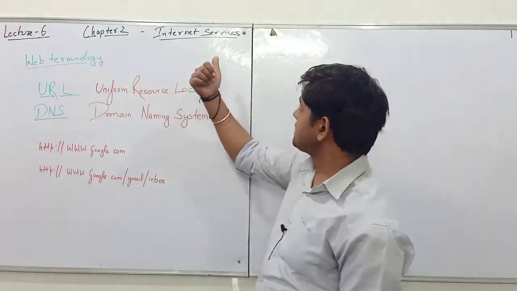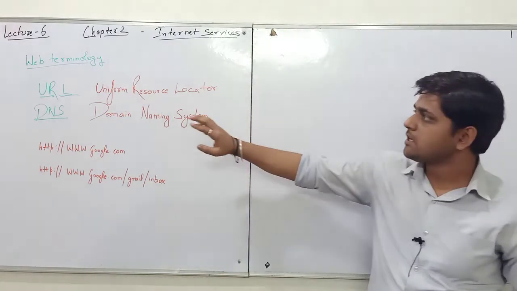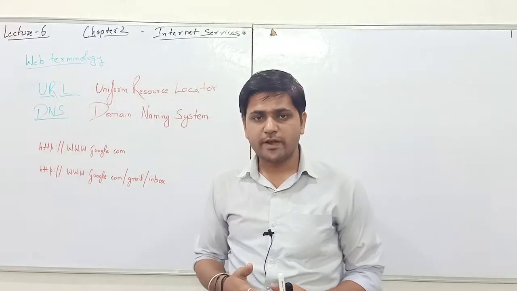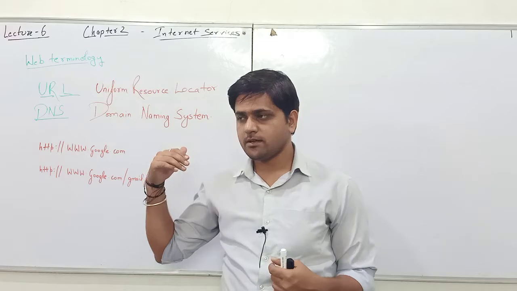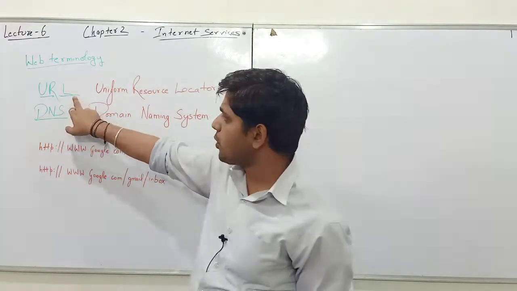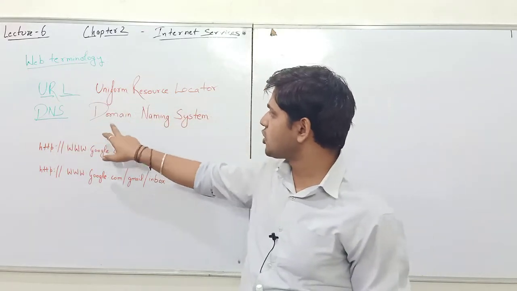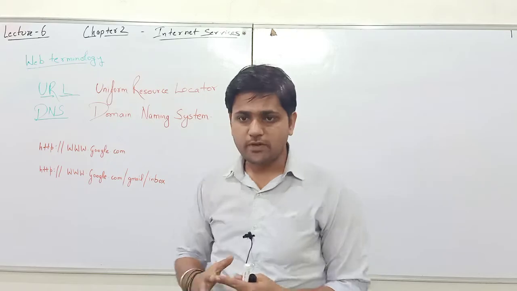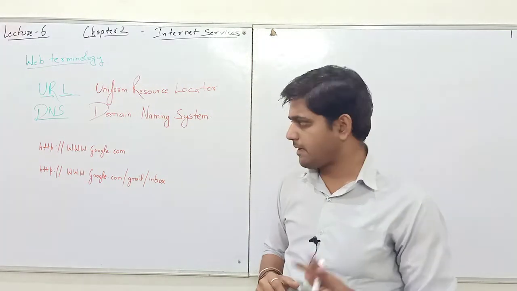Here we are going to discuss internet services, and this is part 2 of terminology. Yesterday in the last video we discussed website, web portal, then web page, home page. In this video we are going to discuss URL and DNS. URL, Uniform Resource Locator. DNS, Domain Naming System. These are two different words but used simultaneously while making a website or web page.